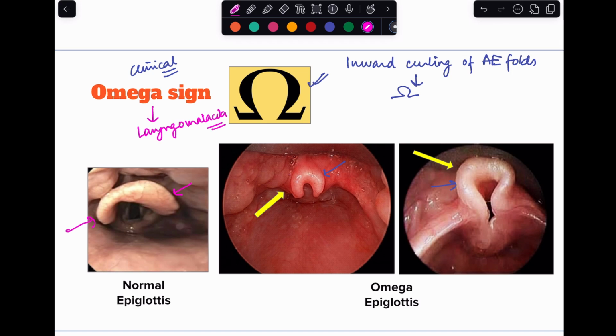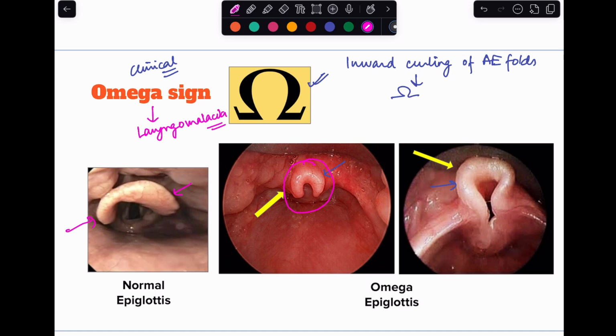So what happens here? Normally the epiglottis is a leaf-shaped structure. In omega sign, the aryepiglottic folds become very shortened and they become floppy. So they end up curling inwards during the time of inspiration. Because they get curled up, they give this omega-shaped appearance to the epiglottis over here.